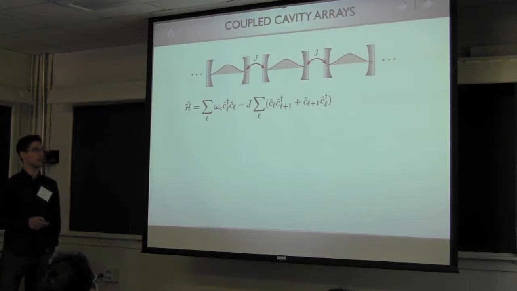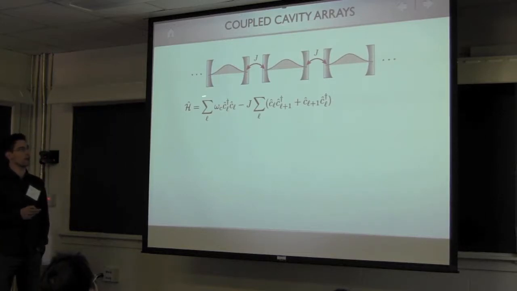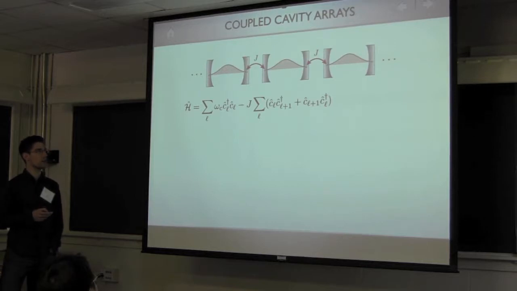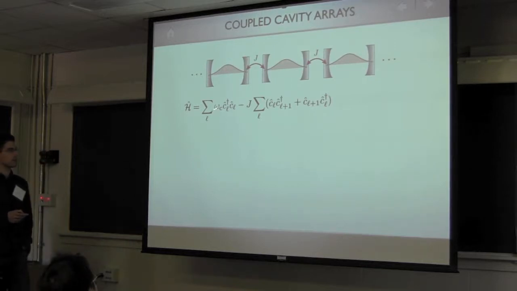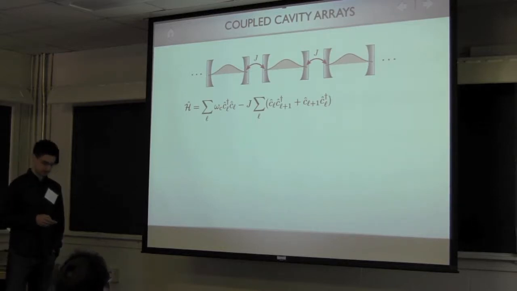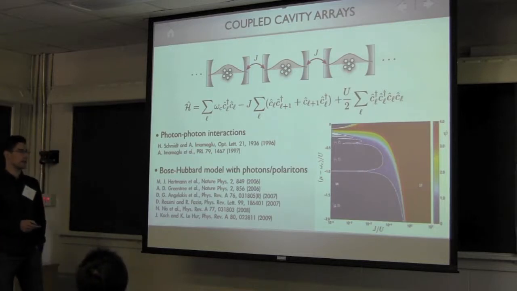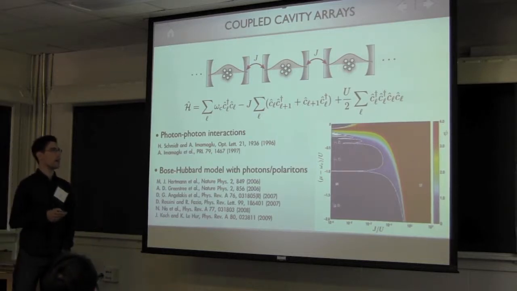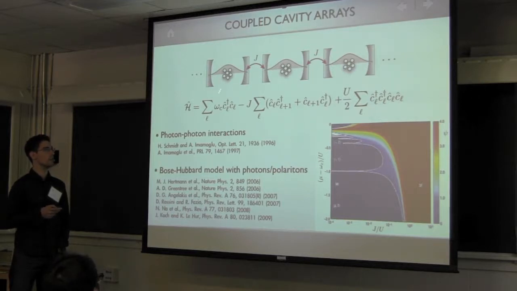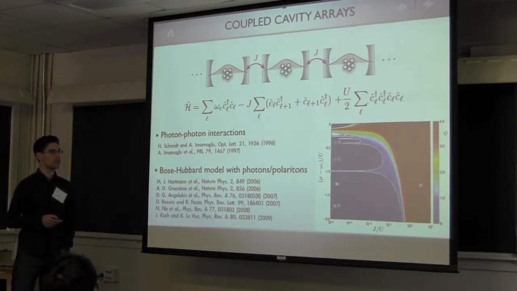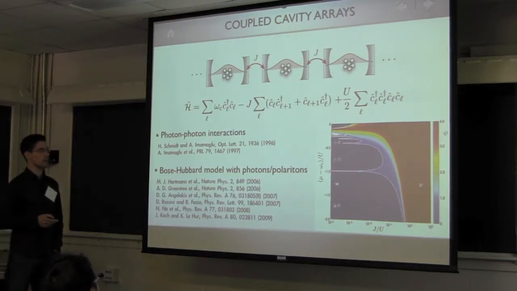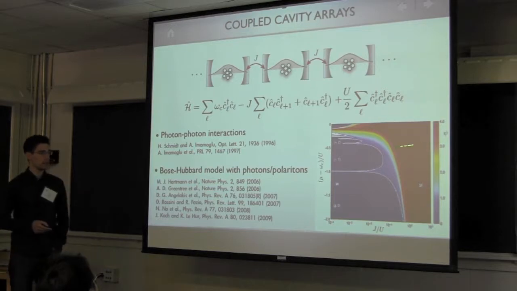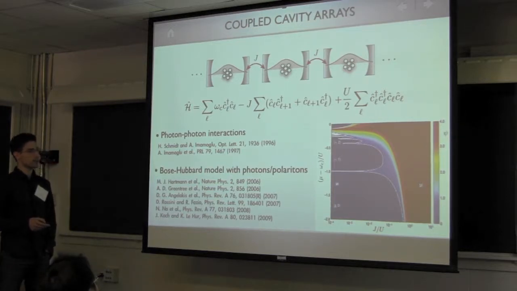So the general scenario that I will be considering consists of an array of coupled cavities, which can be optical or microwave cavities, in which photons can hop from site to site, and therefore the Hamiltonian is simply described by a free cavity part plus a hopping part. And also it has been shown in the late 90s by Imamoglu and co-workers that by introducing a nonlinear medium inside the cavity, such as an atomic system, effective photon-photon interactions can be engineered in these systems. And therefore, this kind of system is well described by the Bose-Hubbard Hamiltonian. And indeed, it has been shown in these papers here that a superfluid to Mott insulator transition is achieved in these systems.